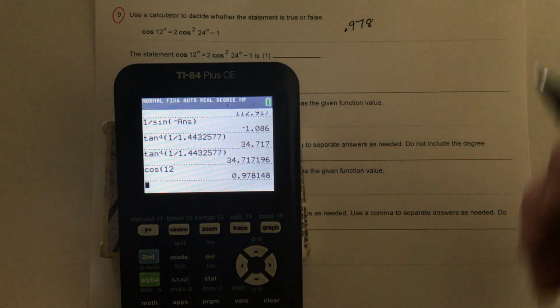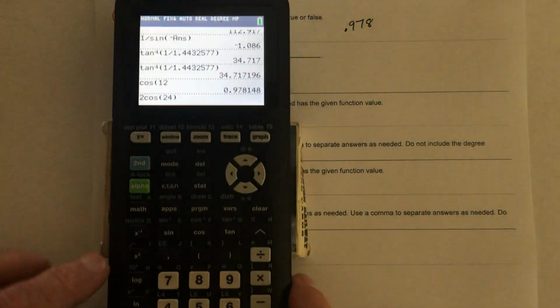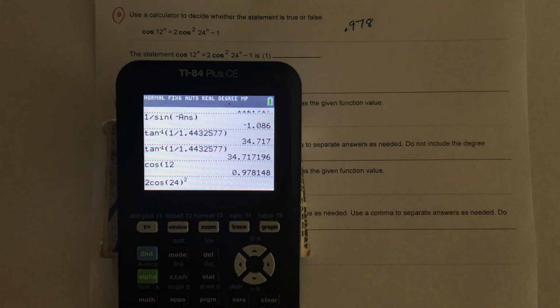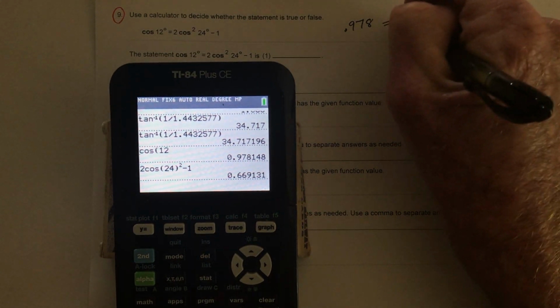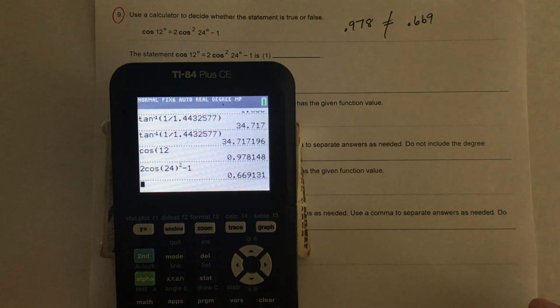So one side is 0.978148. The other side says 2 times cosine squared. To input cosine squared, you have to put the cosine of 24 degrees, close the parenthesis, and then use the squared button right here. And then it said minus 1. And the other side is 0.669, so those are not equal.